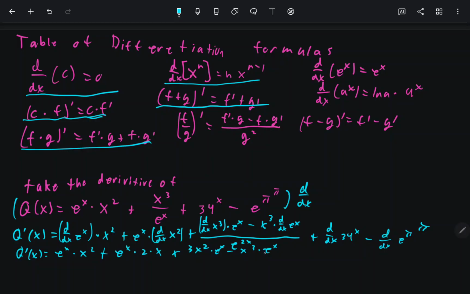Well, we can just cancel these e to the x's, and we're going to call this over e to the x for our answer. Then we have plus the natural logarithm of 34 times 34 to the power of x, minus 0. And that there is our derivative.